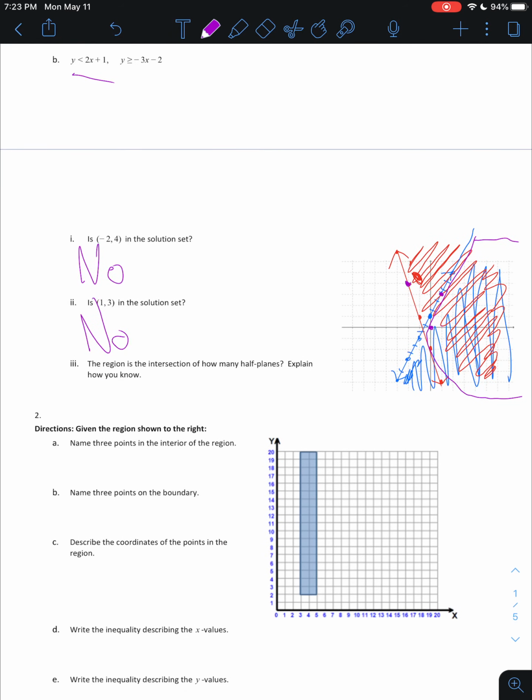And again, how many half planes do we have? Since we only used 2 lines basically, we just have 2 half planes, right?